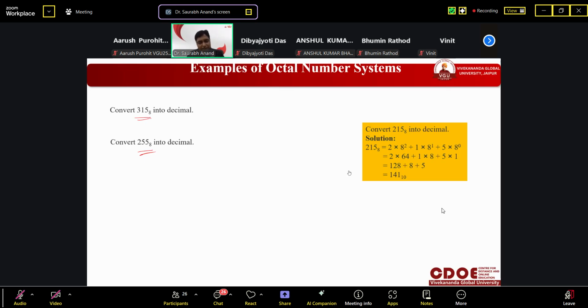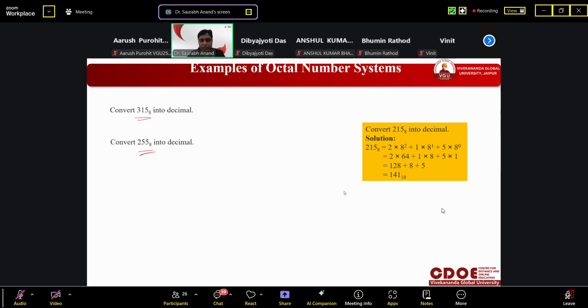Meenal, you have already written 10 after brackets, okay. Yogita, have you understood how it is 5 into 1? Any number having power 0 will be 1. The value of that number will be 1. Okay.